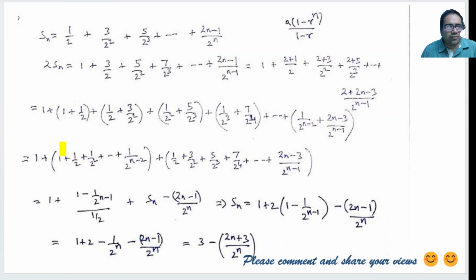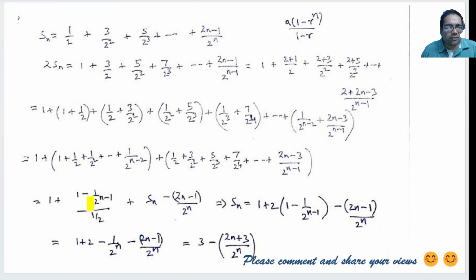Right. What is the sum? a times (1 minus r^n) by 1 minus r. What is a? a is the first term, which is 1 only. What is r? r is half, right? And what is n? n means number of terms. How many terms? n minus 1 terms.